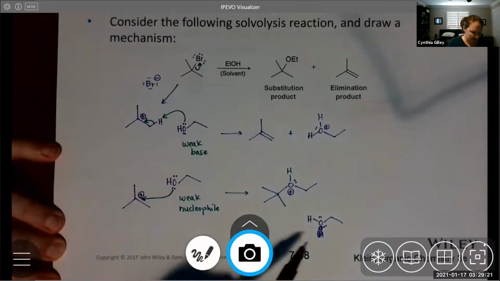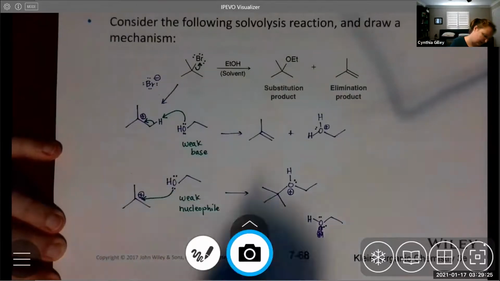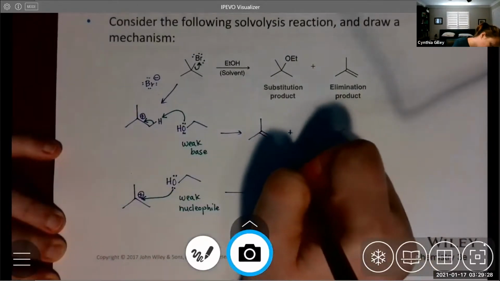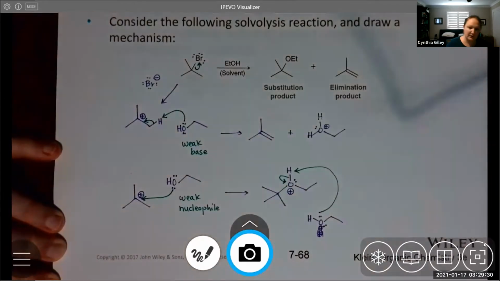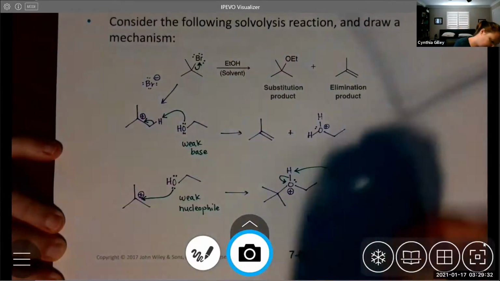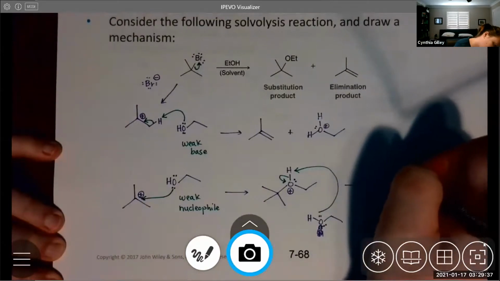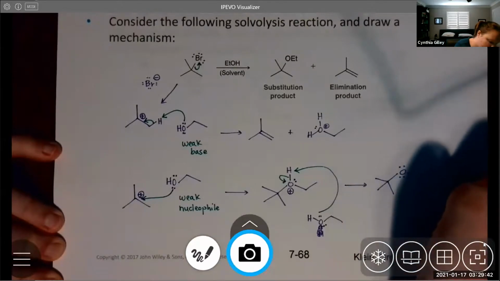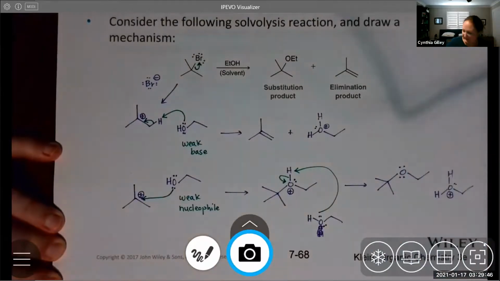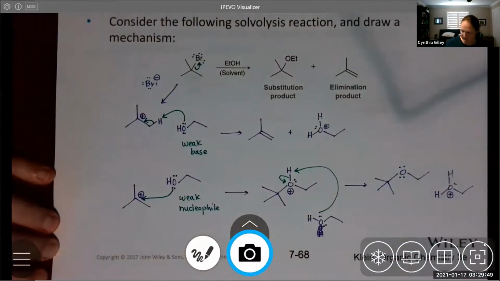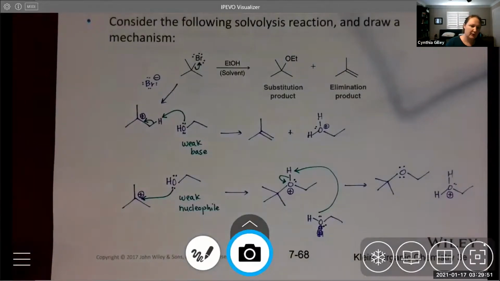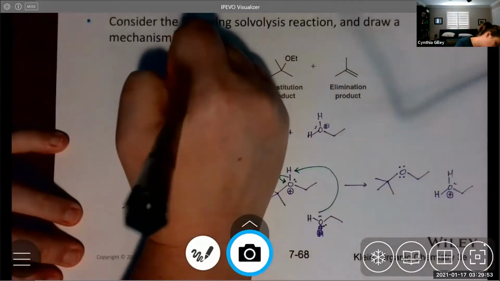Okay, so I'm just going to draw in a second ethanol, and I'm going to use it to again deprotonate the substrate, and that will generate the product. And now I've got the product. So I can label these steps if I want. I can label them, right, loss of the leaving group.